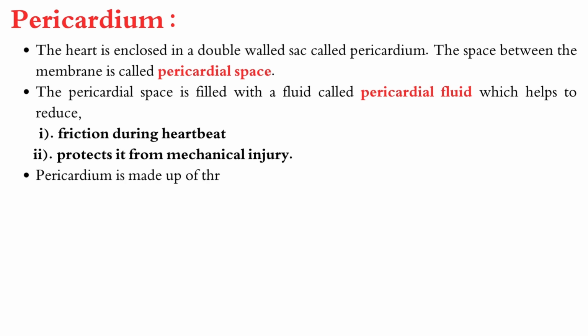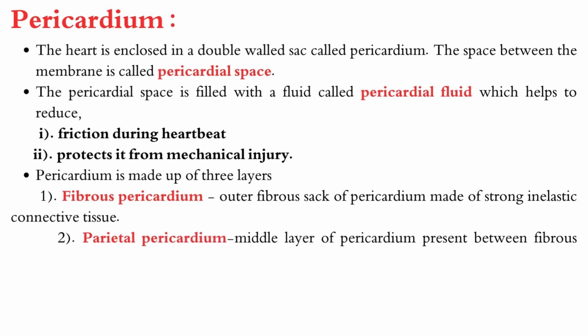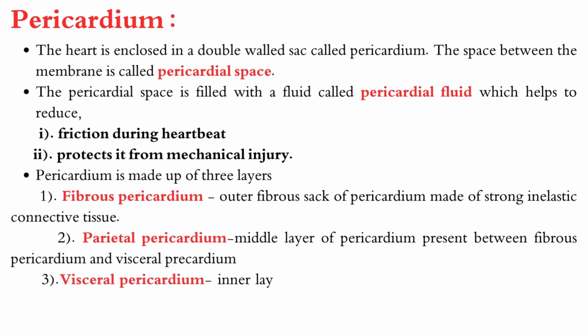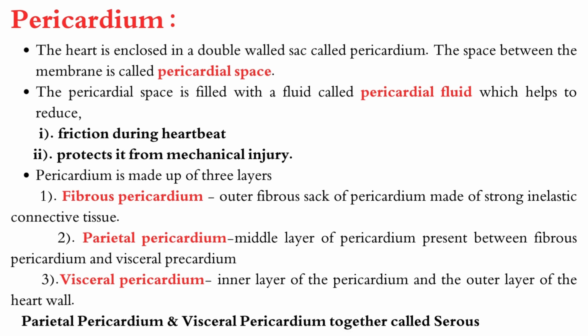The pericardium is made up of three layers. 1. Fibrous pericardium, an outer fibrous sac of the pericardium made of strong inelastic connective tissue. 2. Parietal pericardium, the middle layer of the pericardium, present between the fibrous pericardium and the visceral pericardium. 3. Visceral pericardium, the inner layer of the pericardium and the outer layer of the heart wall. Parietal pericardium and visceral pericardium together are called serous pericardium.